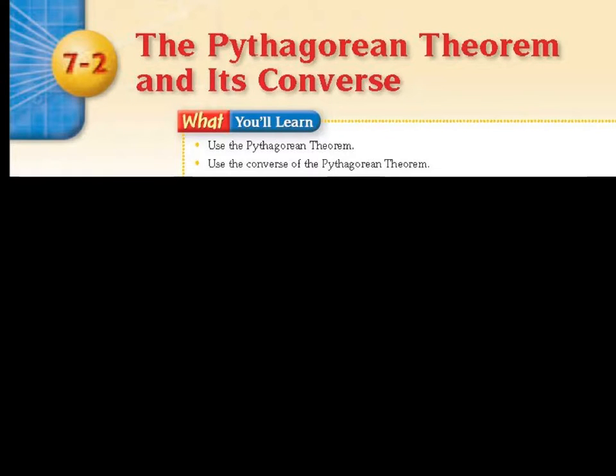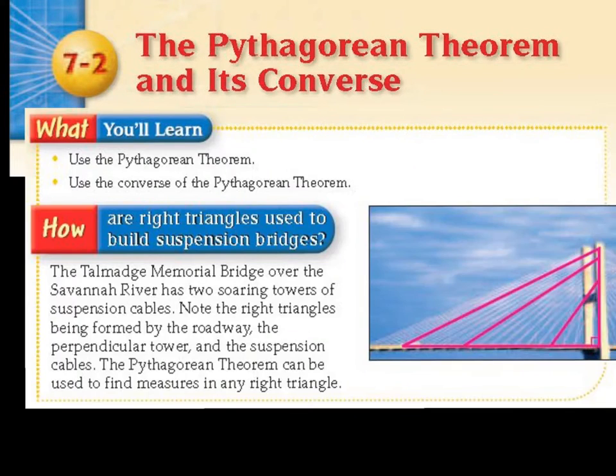In Lesson 7.2, we're looking at the Pythagorean theorem and its converse. You'll learn to use the Pythagorean theorem and use the converse of the Pythagorean theorem. How are right triangles used to build suspension bridges?